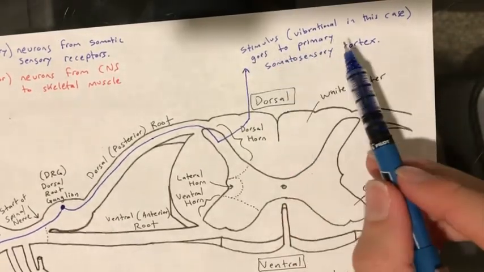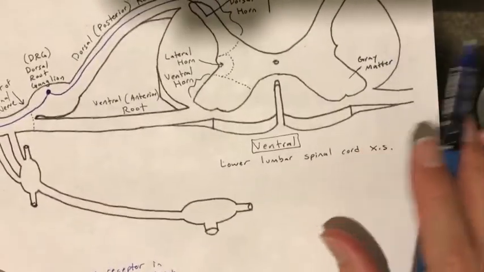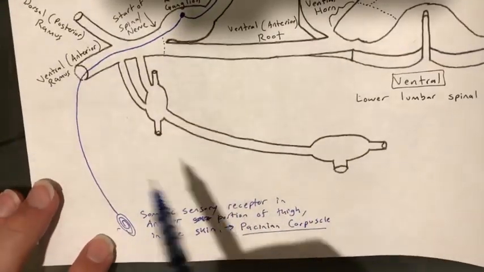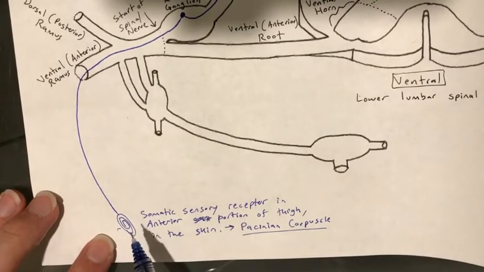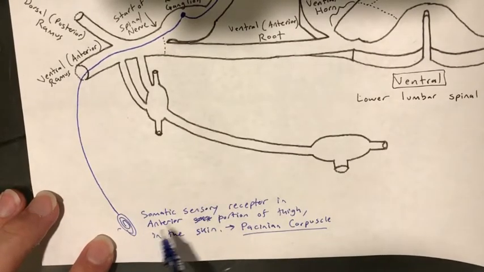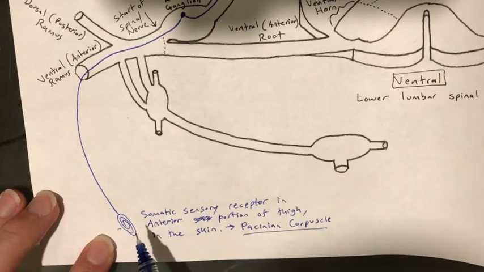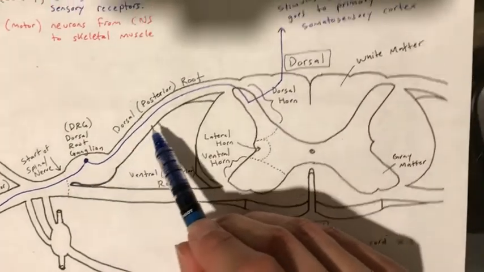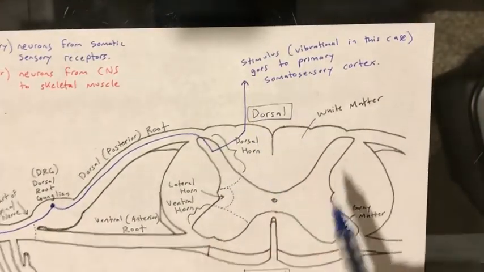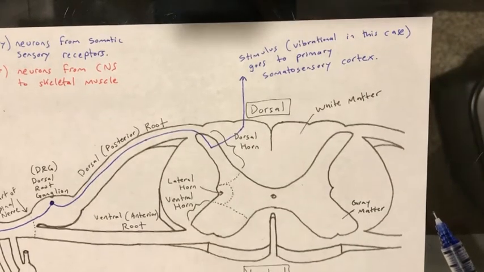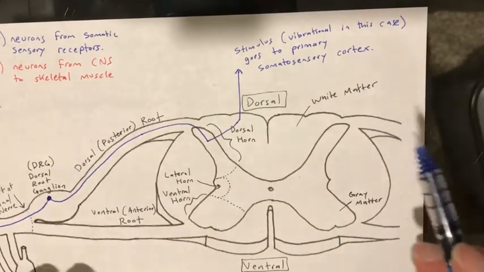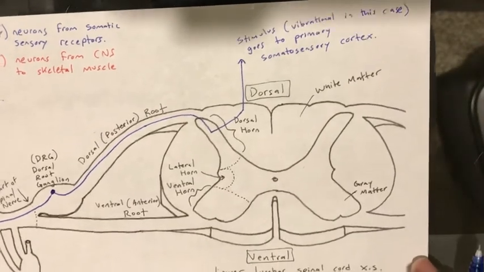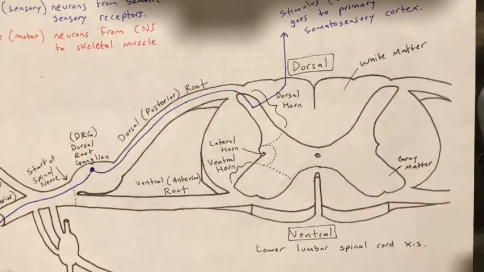By the way, it doesn't have to be a vibrational stimulus. Let's say somebody poked you in the anterior part of your thigh. A different type of sensory receptor, not really a Pacinian corpuscle, but some other type of receptor found there, is going to detect the touch or the pushing against your thigh, and it'll send information through this exact same route, and also to the primary somatosensory cortex. But it does not have to be only vibrational information. So that's the first half of the picture of figuring out how information is transmitted through the nervous system.